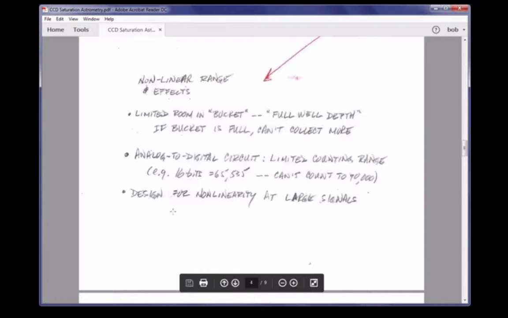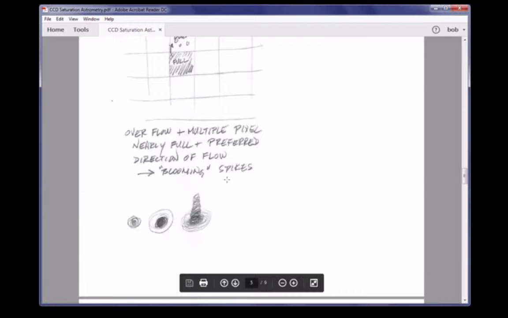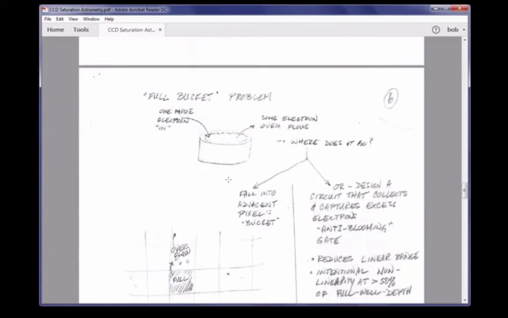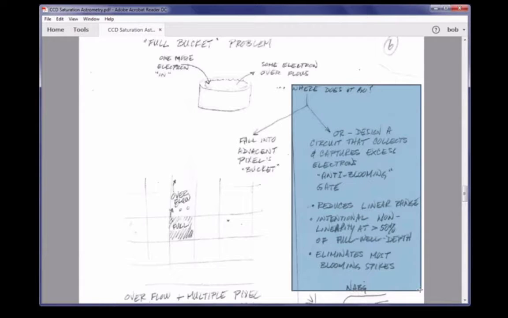Now, why would some cameras be designed for a fairly broad range of non-linearity? It has to do with this bucket overflow problem and the blooming problem. So on the next page, back to the question: the bucket is full, one more electron comes in, so some other electron is kicked out. Where does it go? Well, the other option is to have a special circuit that's designed to capture those overflow electrons so they don't get into the image that you're detecting.